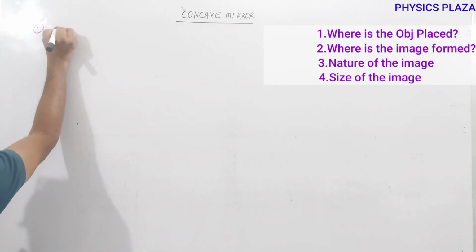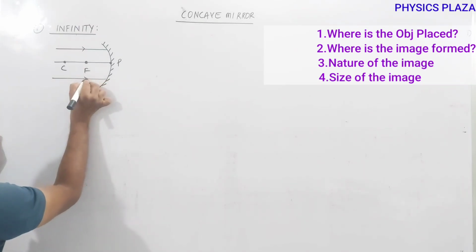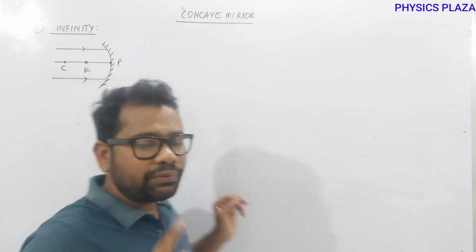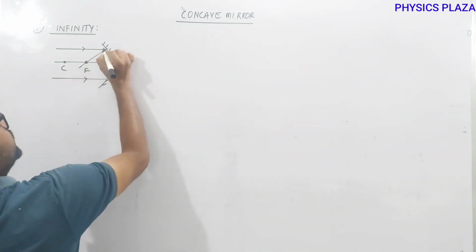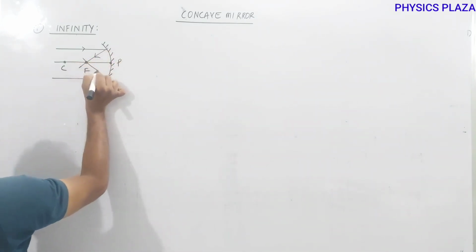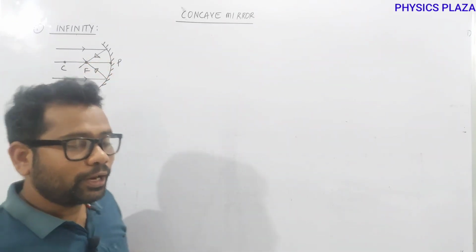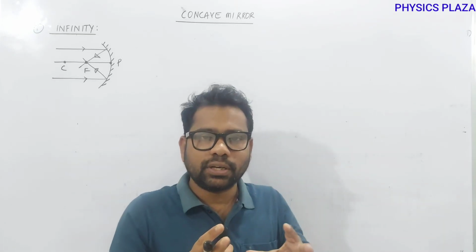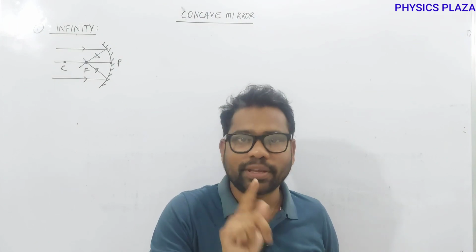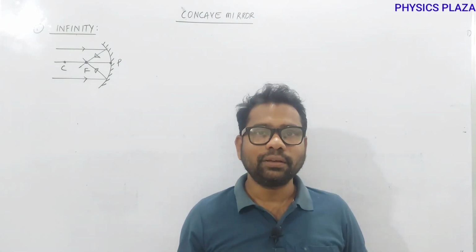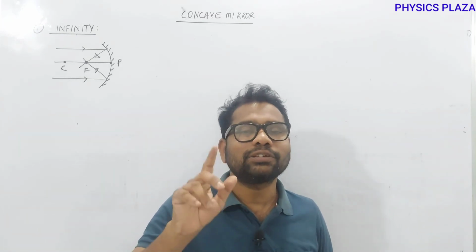Case 1, where the object is placed at infinity, children, we get a parallel beam of light rays. And we know that, children, if any light ray is coming parallel to the principal axis, after reflection, what happens? They will pass through the focus. Am I clear? Fine. Now we have to observe after reflection whether the light rays are meeting or not. If the light rays are meeting, it is a real image, children. If the light rays are not meeting, it is a virtual image.